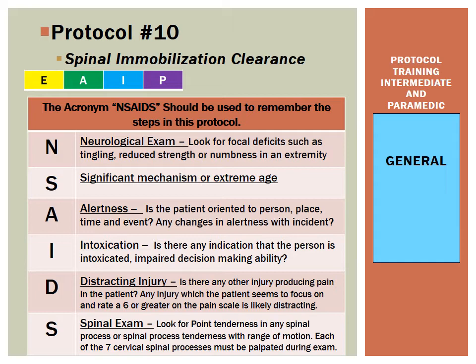And the S is for the spinal exam. We're looking for point tenderness in the spinal process, or spinal process tenderness with range of motion. Each of the 7 cervical spinal processes must be palpated during the exam. If the answer to any of these is yes, we will immobilize the patient.